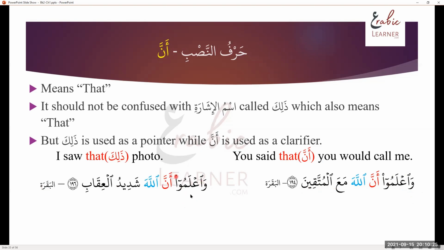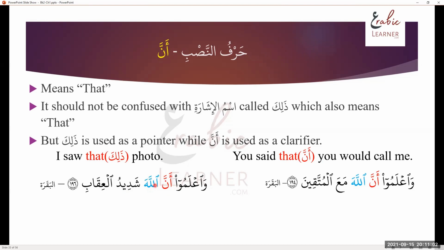Wa'lamu, and know, anna, that Allah is Shadidul iqab, strong in punishment. Shadid means he is very strong, or his grip is very strong. Know that Allah's grip is very strong. So anna is again making Allah its ismu anna. Here you will call it ismu anna. So don't get confused between inna and anna.